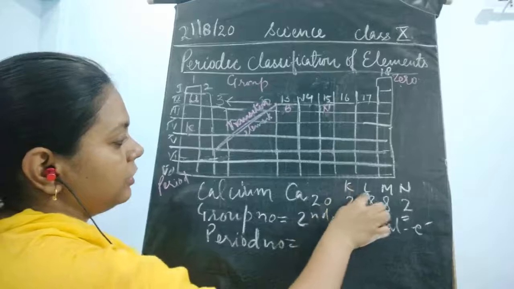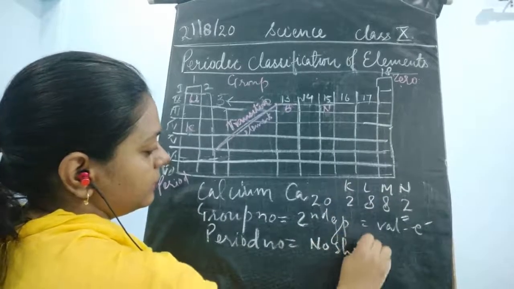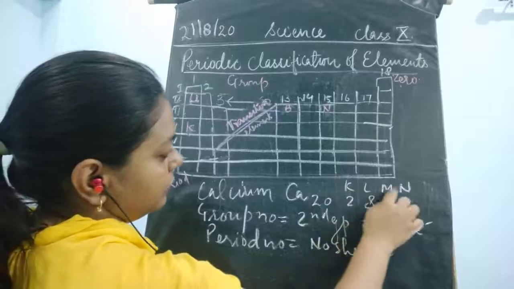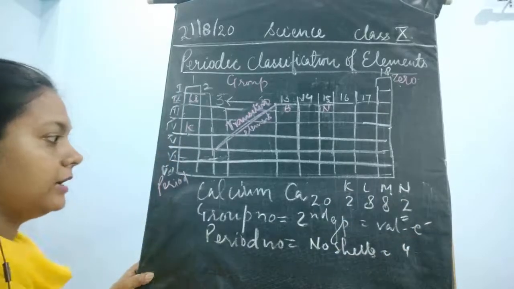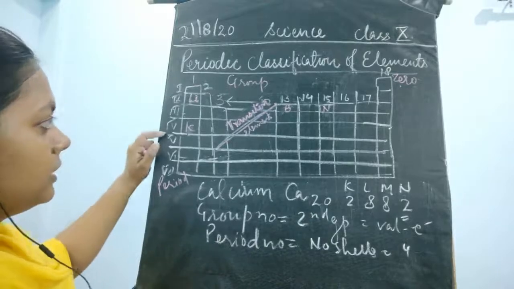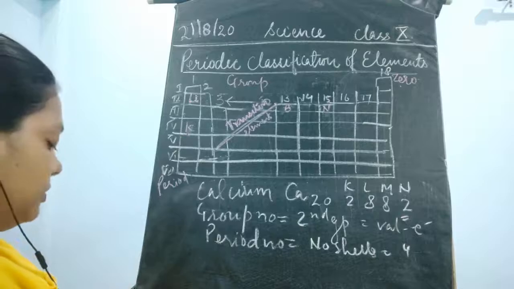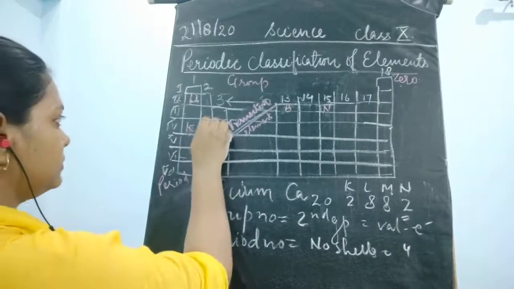is equal to 1, 2, 3, 4, that is equal to the number of shells. So please count the number of shells. 1, 2, 3 and 4th shell, 4 shells are there. So it means it is going to belong to the period number 4th and the group number 2nd. It means it is going to be placed over here.